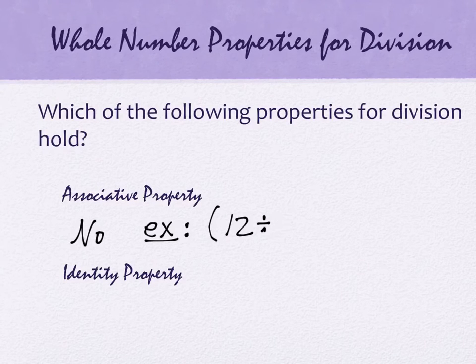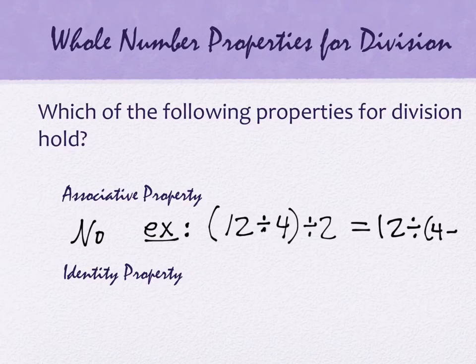hang on, I don't need my numbers. I want to keep my numbers right. 4. 12 divided by 4, and then divided by 2. That'll work. And then we're going to compare that to 12 and then divided by 4 divided by 2. Okay, so we have the same numbers in the same order, 12, 4, 2. But the parentheses group the first 2 on the left and they group the second 2 on the right.